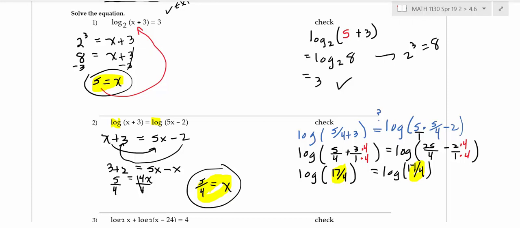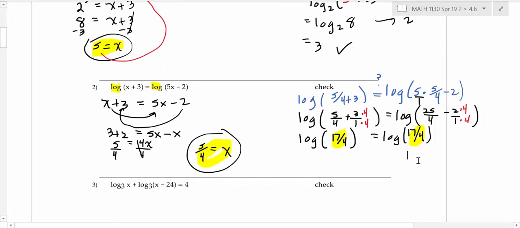Those are the simplest ones. Now the rest of these, they get a little bit harder because we got to do properties of logs. So that's how the first two would work out.